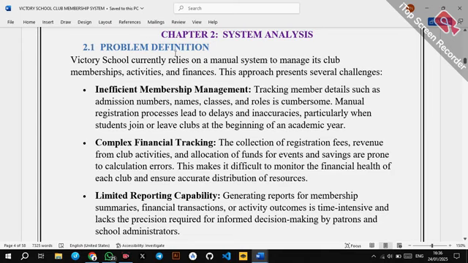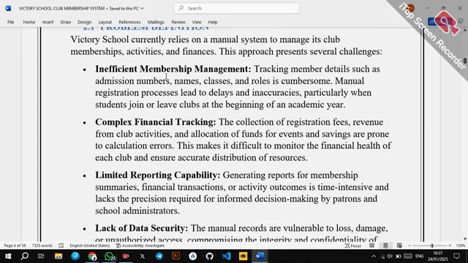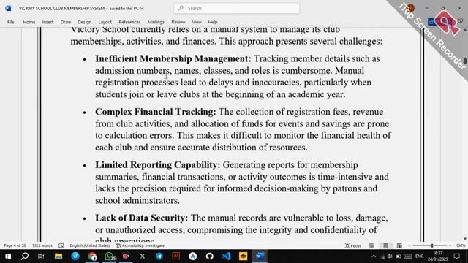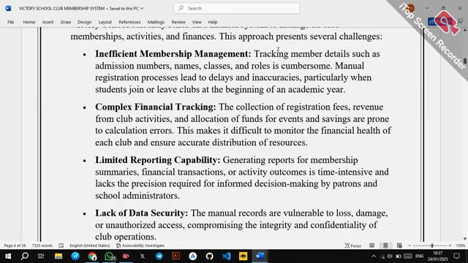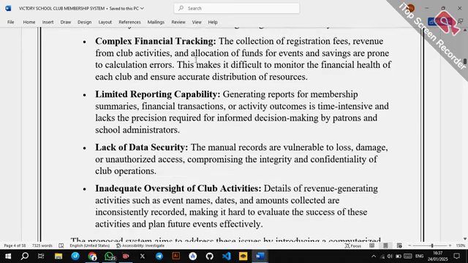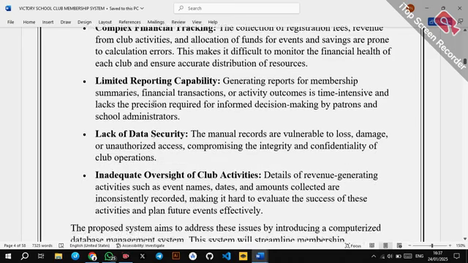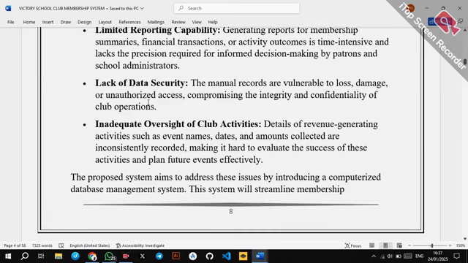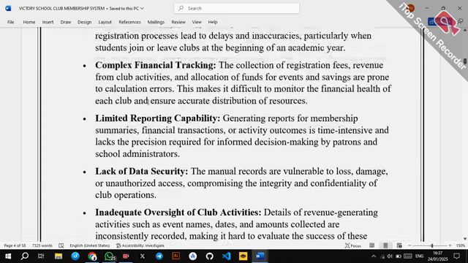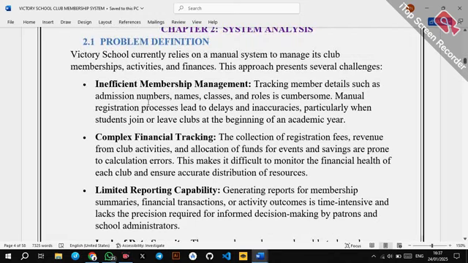So here I've said that Victory School currently relies on a manual system to manage its club memberships, activities, and finances. This approach presents several challenges: inefficient membership management, complex financial tracking, limited reporting capability, lack of data security, inadequate oversight of club activities. These are just a few of the disadvantages of a manual system. And the manual system you're talking about is the Victory School Club membership system.